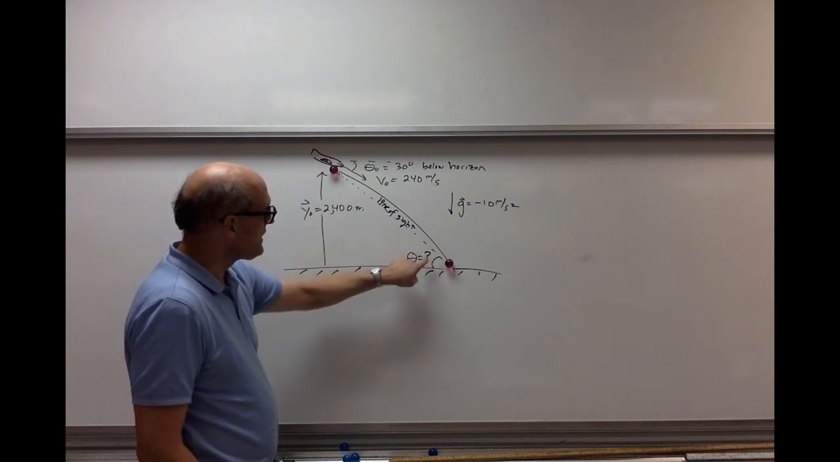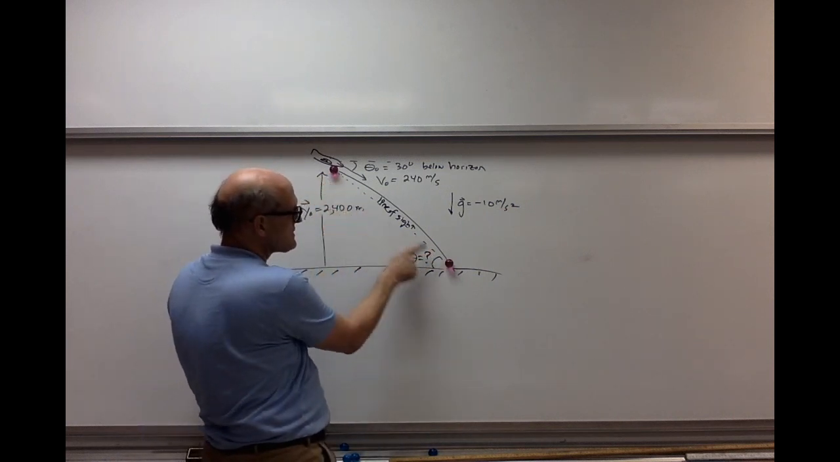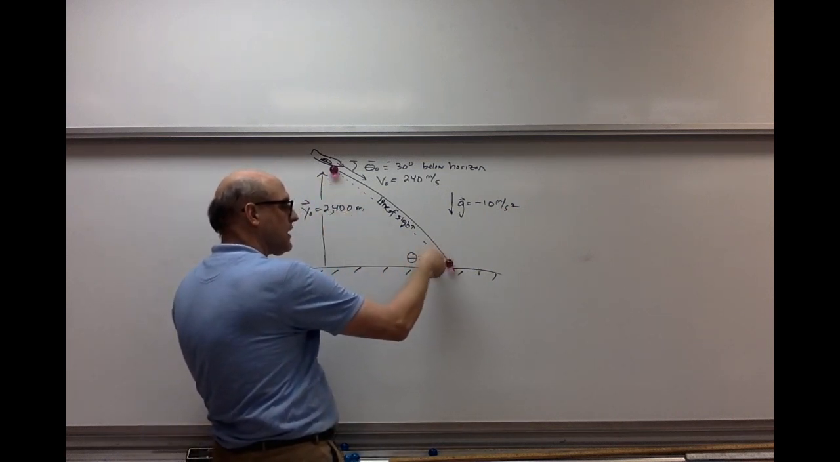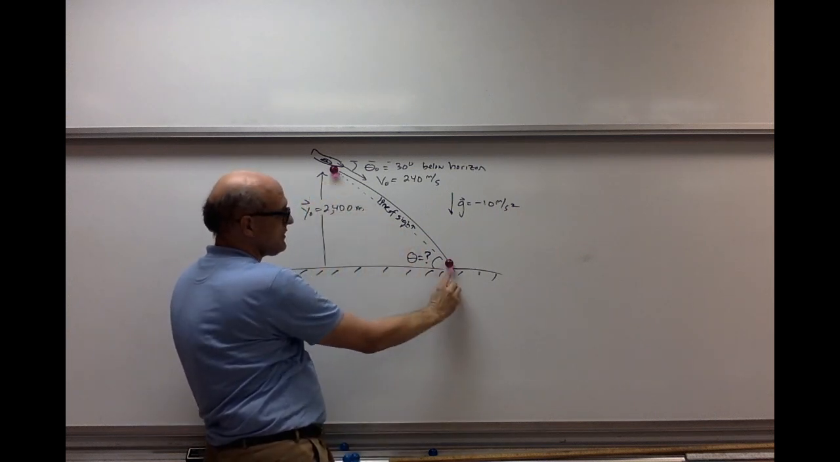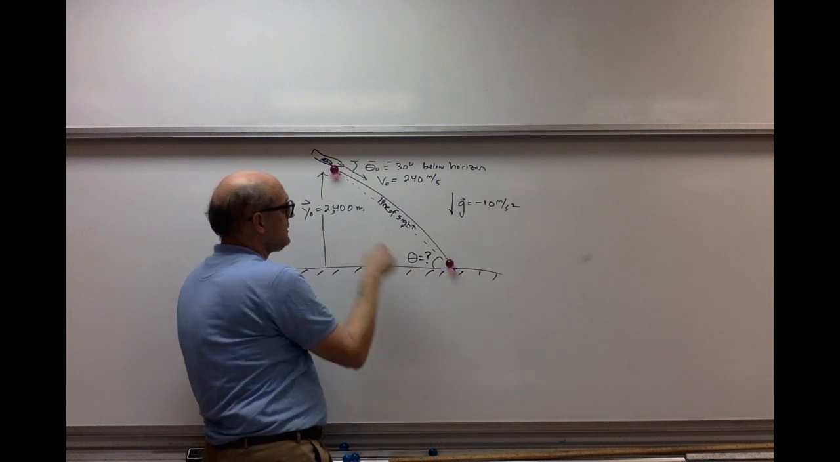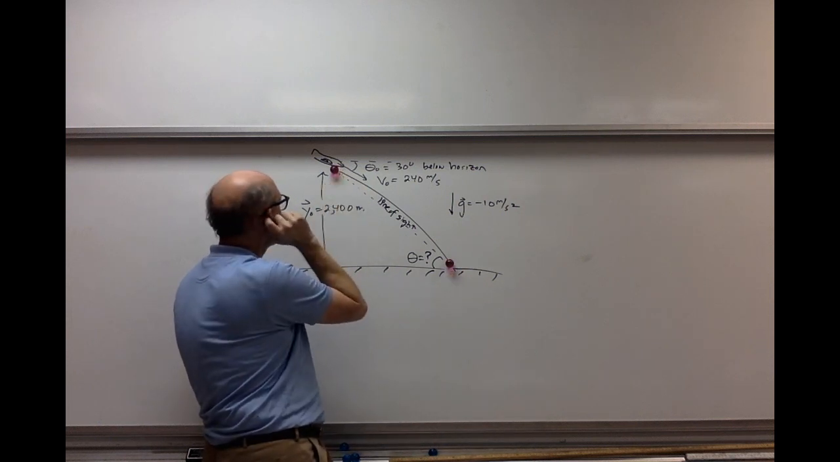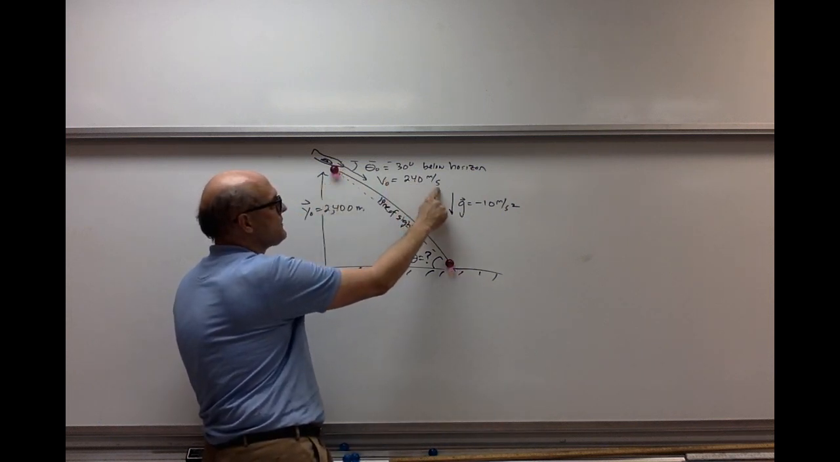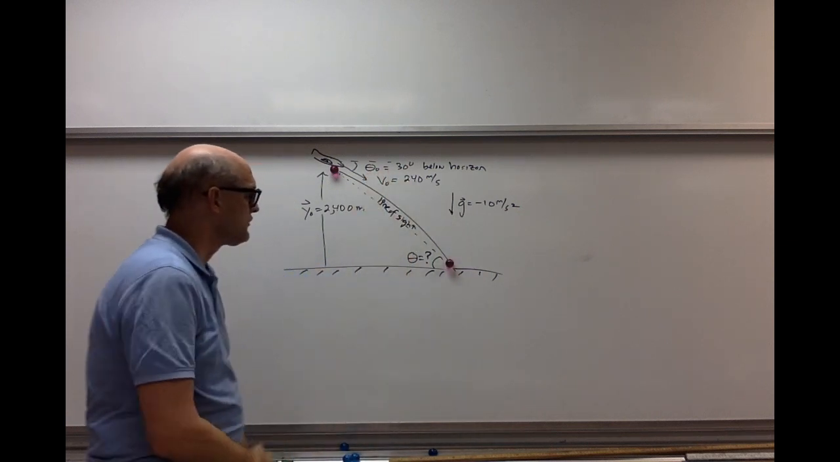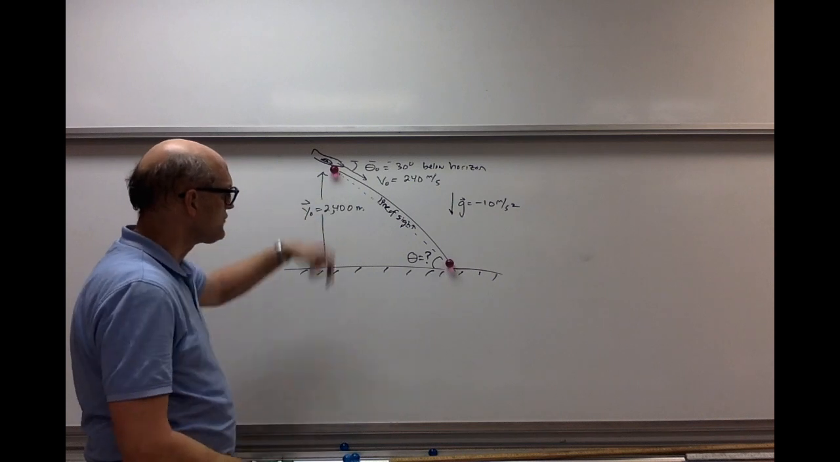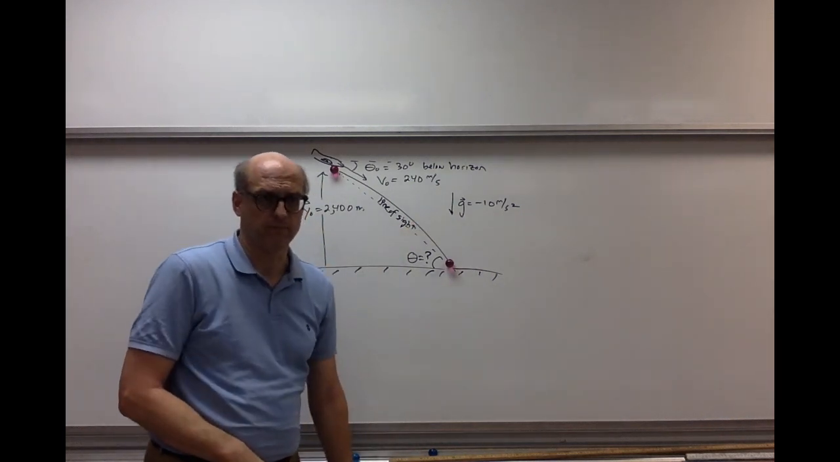Okay, this angle theta is the angle that the line of sight makes with the horizon. So a pilot here looking along this line will see the target. The flare is launched from the plane at 240 meters per second relative to the ground at an angle of 30 degrees below the horizon. Okay, we have the altitude, the acceleration due to gravity.